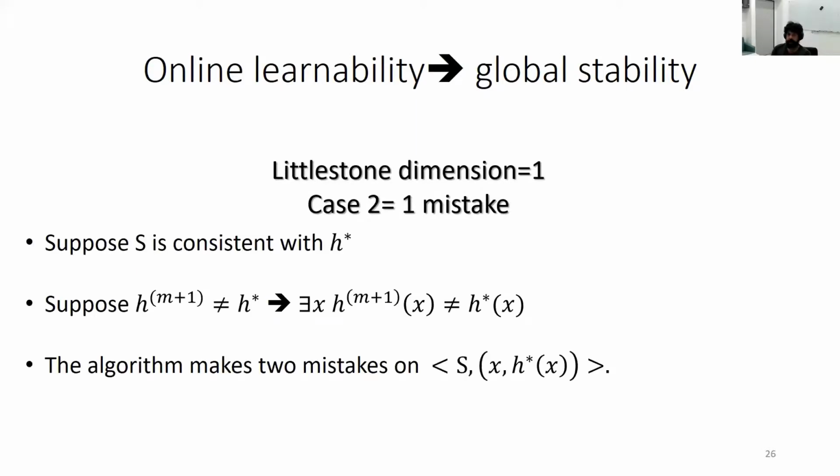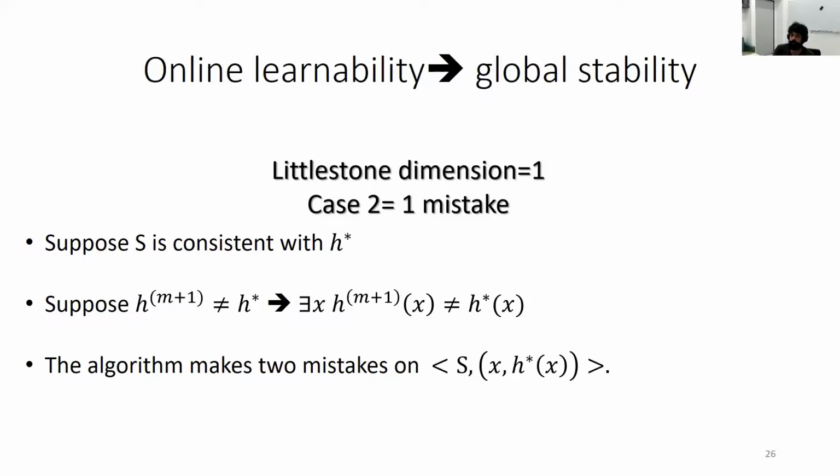In the second case, what we can show is that every time it makes a single mistake, it needs to provide the same hypothesis. So if this happens frequently, then again, the algorithm is stable. To see this, suppose that S is a sample consistent with H star. And suppose we ran the algorithm, made one mistake, and now we have a hypothesis that is different than H star. That means that there is an X that they disagree on.